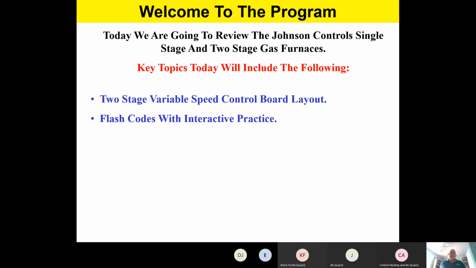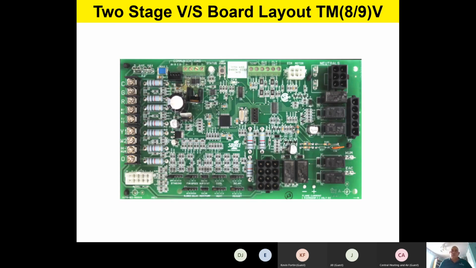So this time we're going to take a look at our two-stage variable speed board. Now this board will be found on a TM8 or a TM9V. And that V means it's variable speed. Now remember, team, if it says TM8, you know it's an 80% furnace. And if it's a TM9 in the model number, that means that's a 95 plus furnace. And in this particular case, the V on the end means it's a variable speed. So this particular board is going to be on a variable speed indoor blower. And it's going to have a two-stage heating capability as well as two-stage cooling capability. So again, an extremely versatile product.